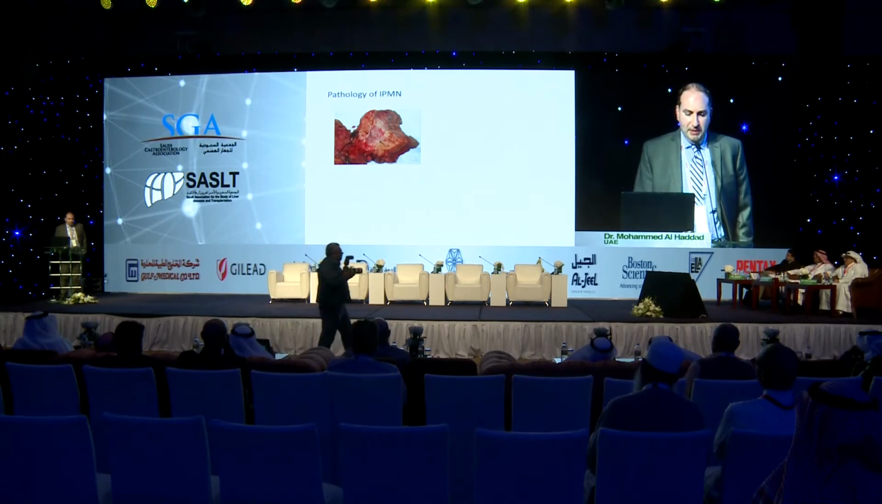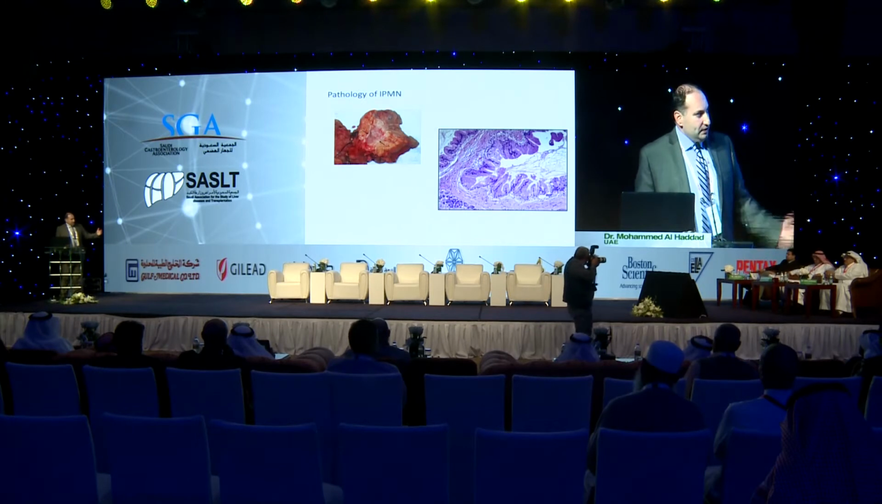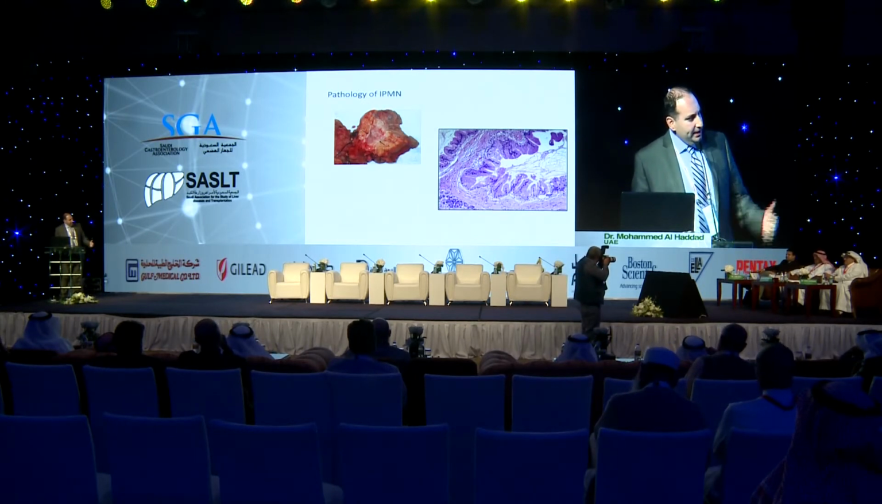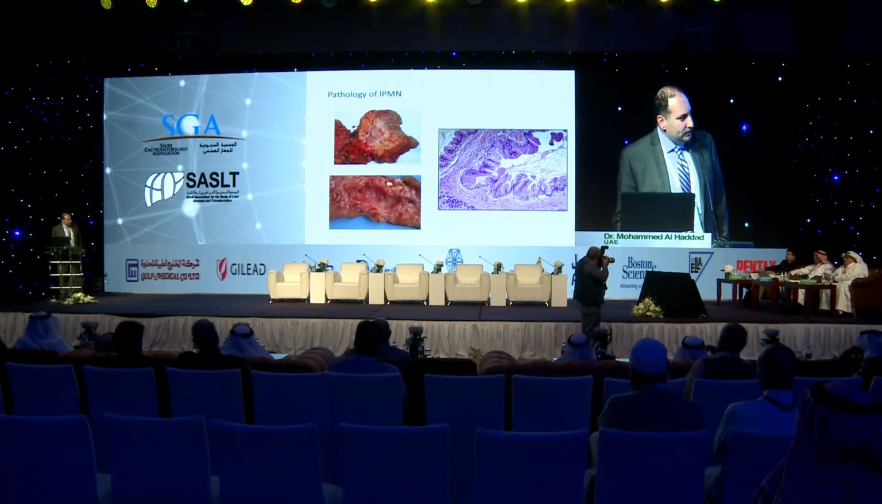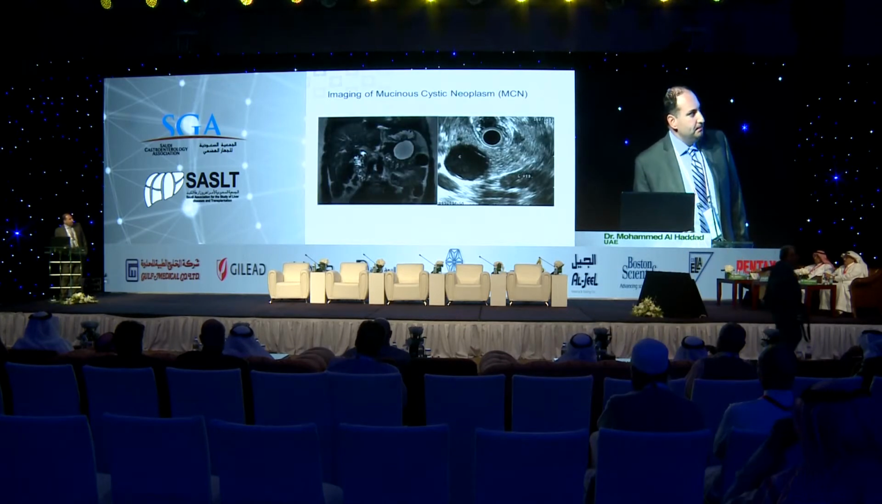When you resect an IPMN, you see main duct involvement like this one. You see classic mucinous epithelium with variable degrees of dysplasia lining the inner side of the duct. This is a side branch IPMN that had low-grade dysplasia and no associated nodules or mass lesions.